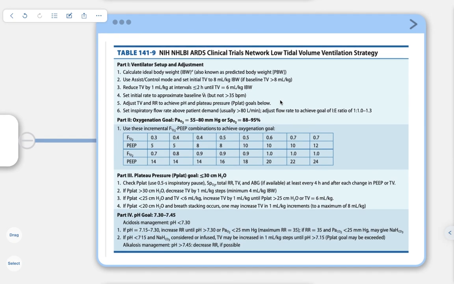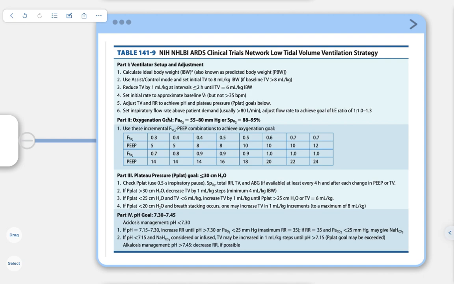According to this, in part 1, first of all, is the ventilator setup and adjustment. You first calculate the ideal body weight, use the assist control mode and set the initial tidal volume to 8 mL per kg. If the baseline is more than 8, you should reduce it by 1 mL per kg at intervals of less than or equal to 2 hours until you reach a tidal volume of 6 mL per kg ideal body weight. You should set the initial rate to approximate the baseline minute ventilation, but the rate should not be more than 35 breaths per minute. Adjust the tidal volume and respiratory rate to achieve the pH and the plateau pressure goals, which are given below.